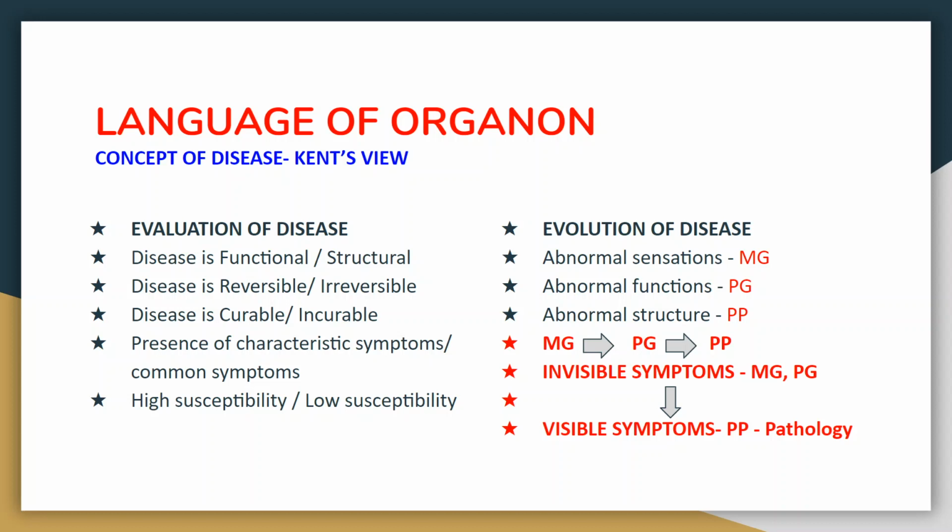Now what is evolution of disease? Evolution of disease means the disease at first initiated as invisible pathology in the form of abnormal sensations at the level of mind and abnormal functions at the level of body. This gave rise further to abnormal structures in the form of physical particulars. So mental generals and physical generals were the first affected and they were invisible in nature. This gives rise to physical particular symptoms. So invisible symptoms were mental generals and physical generals. They give rise to visible symptoms, that is physical particulars, and they represent the pathology in the case.